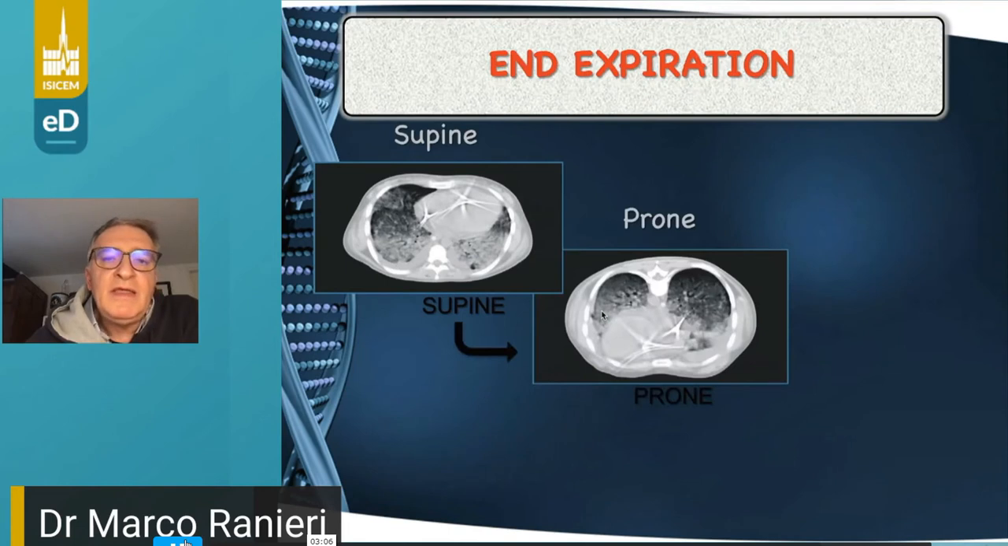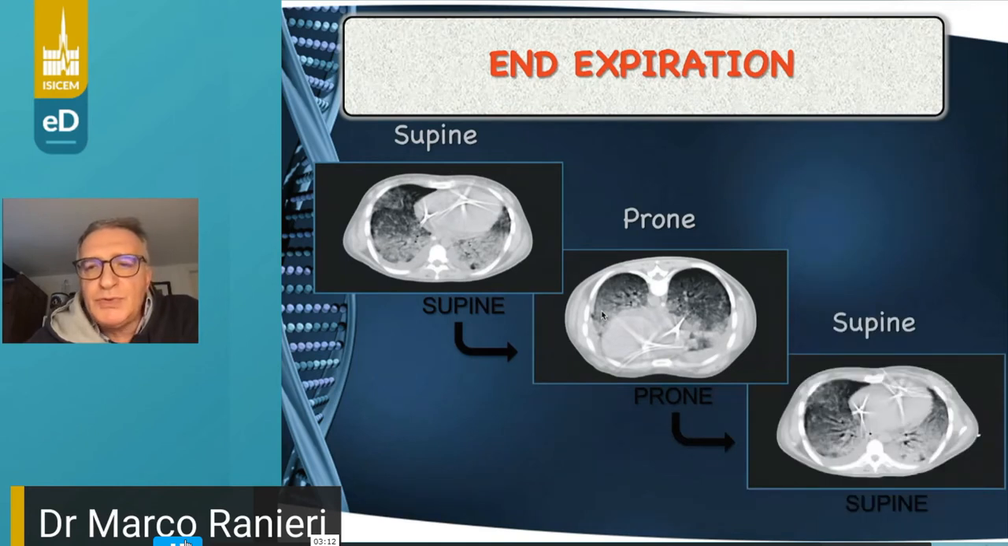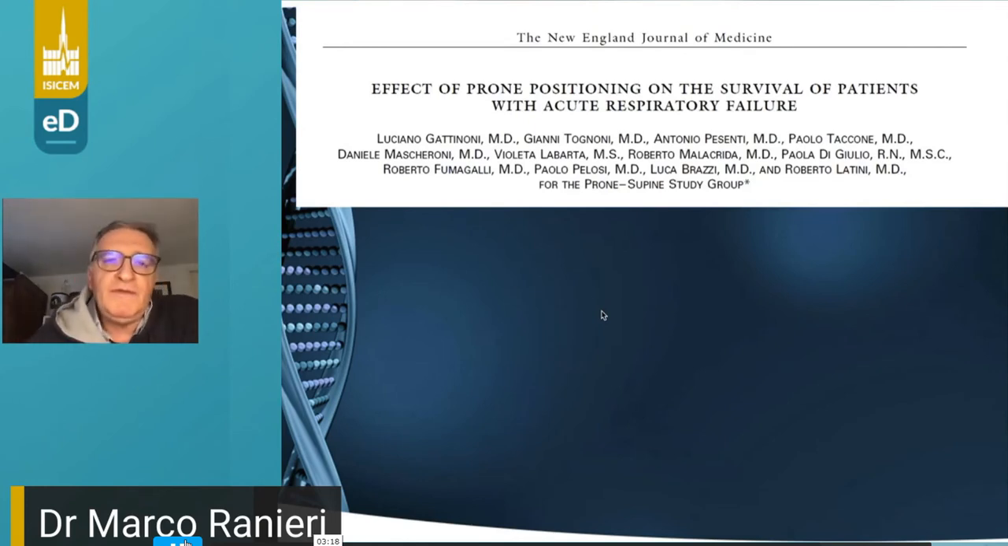And here you have the distribution of lung edema going from supine to prone, back to supine, using CT scan analysis. Now, all this is a strong physiological rationale for the use of prone positioning in patients with ARDS, but it's interesting to see how long it took to go from a strong physiological rationale to solid and duplicated clinical evidence. This is the first randomized controlled trial, conducted several years ago by Luciano Gattinoni's group, that was the group that developed the physiological background for the study.